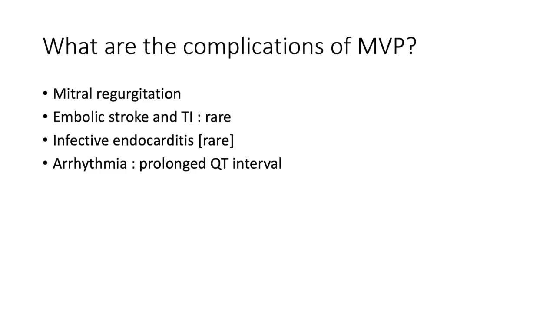What are the complications of mitral valve prolapse? Well, mitral regurgitation, embolic stroke and TIA are exceptionally rare. Infective endocarditis is very rare. We're talking about rare, not really medium rare, just rare. And arrhythmia as well, in the way of prolonged QT interval.